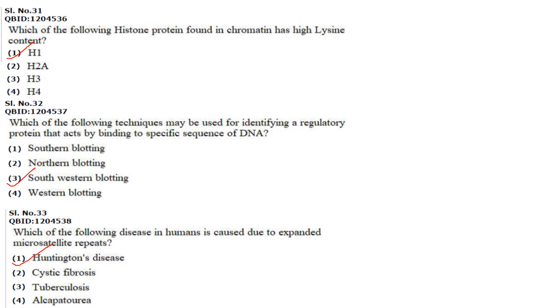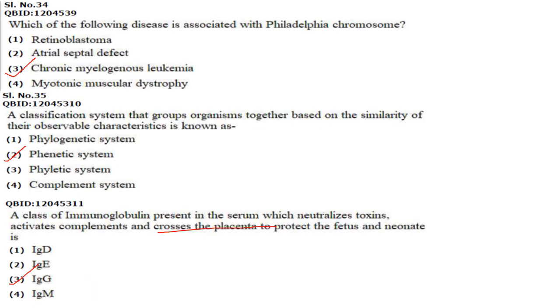Which of the following diseases in humans is caused due to expanded microsatellite repeat? So it is Huntington's disease that is caused due to expanded microsatellite repeats. Then next one. Which of the following disease is associated with Philadelphia chromosome? It is chronic myelogenous leukemia that is associated with Philadelphia chromosome, CML.